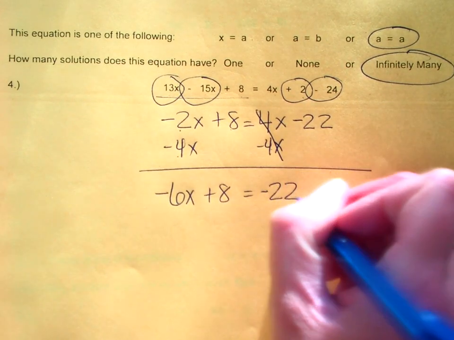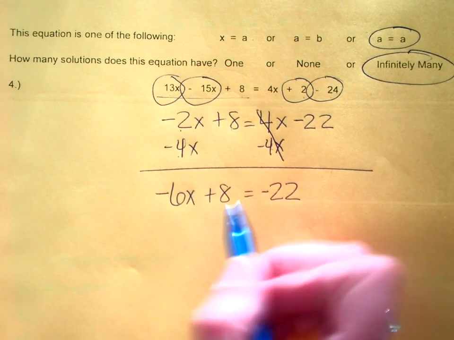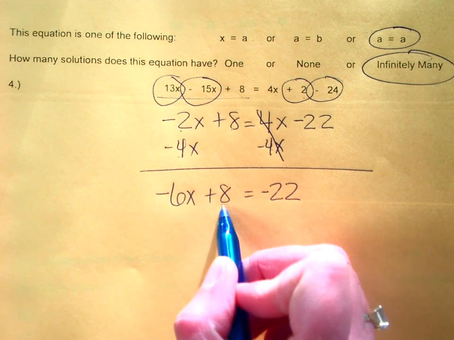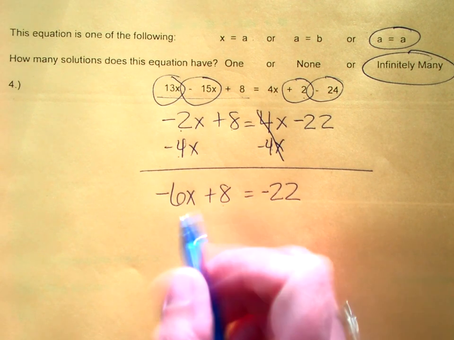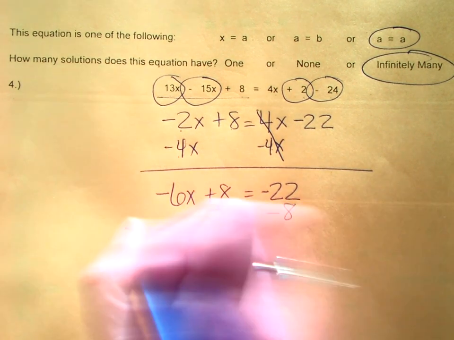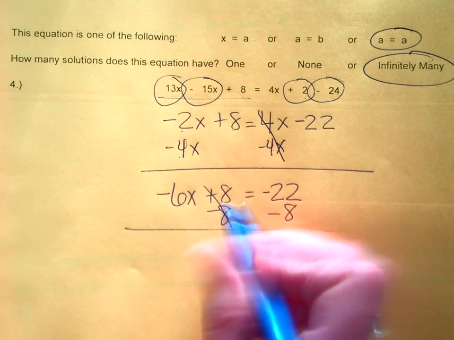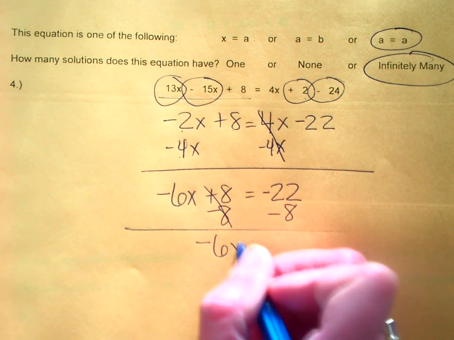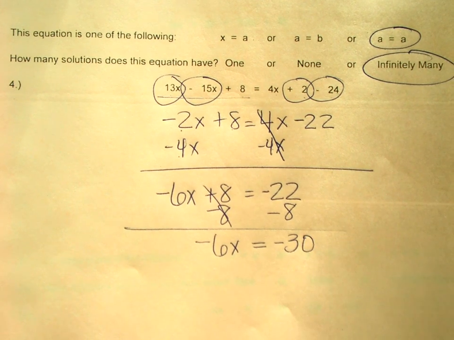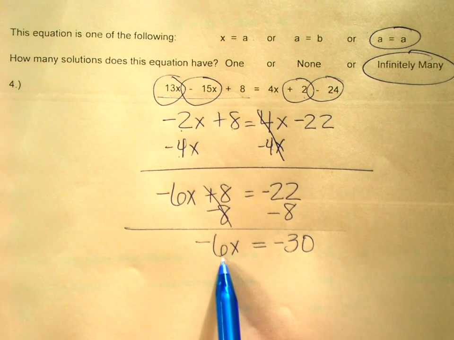Okay, we want constants on the right. So this constant here is the one I want to cancel, just like our two-step equation. So I'm going to subtract 8, subtract 8. And we have -6x equals a -30. And then one final step, we're going to have to divide both sides by -6.